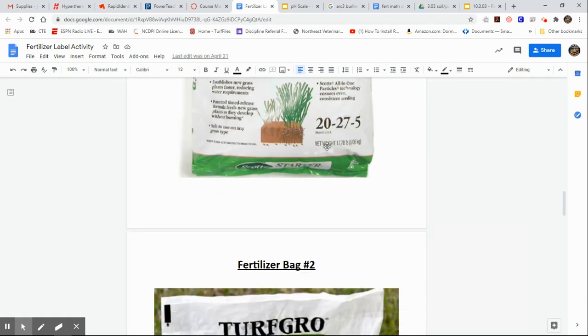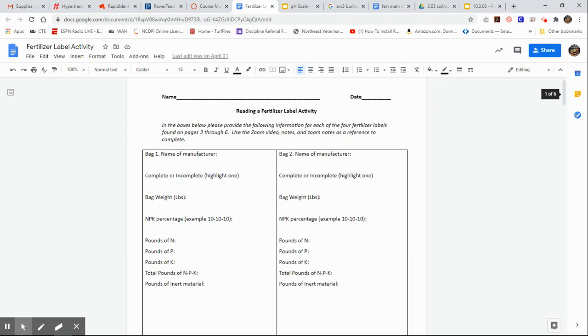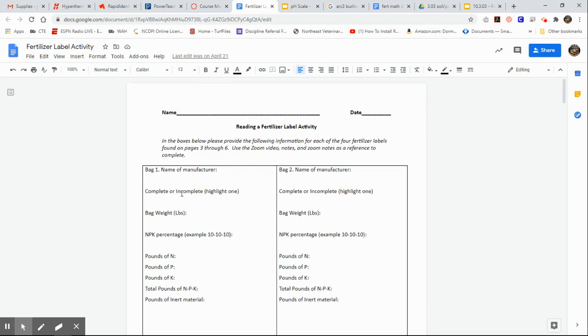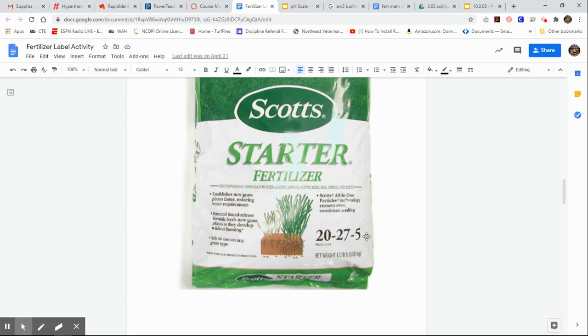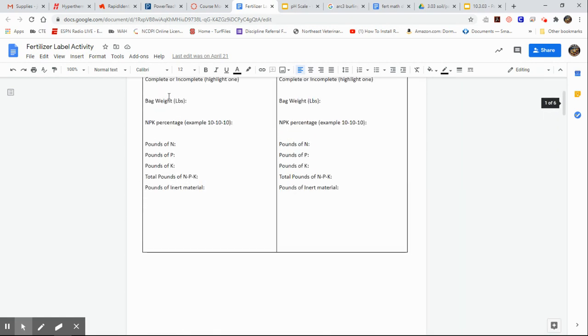And then complete or incomplete. If you remember from yesterday, if we have a measurement for N, P, and K, it's going to be complete. If it is missing any one of those three, then it would be incomplete. So all you're going to do is highlight complete or incomplete. Then type the bag weight. And then what is the percentage of N, P, and K? On bag 1, my percentage is 20-27-5, so I would type 20-27-5 right there.